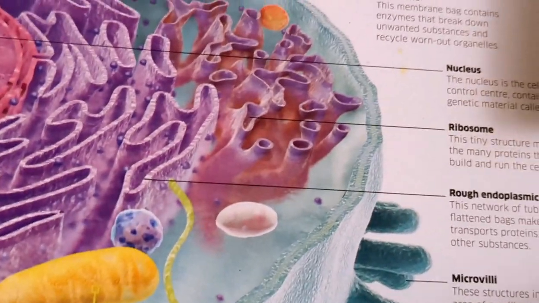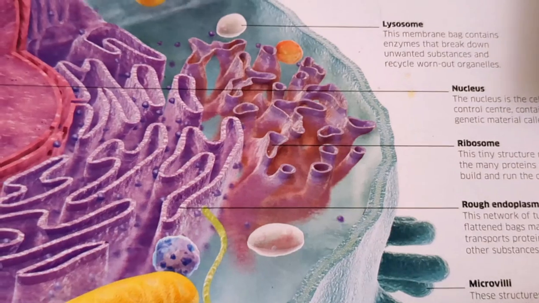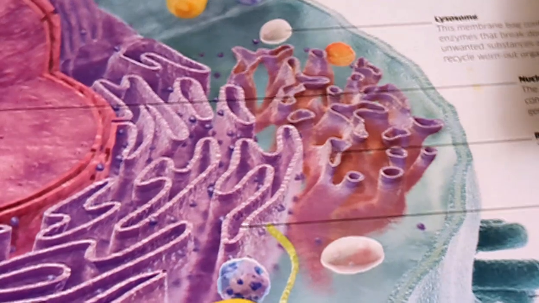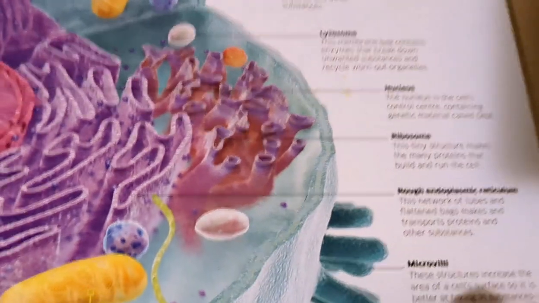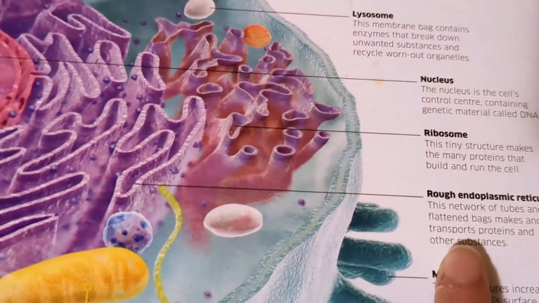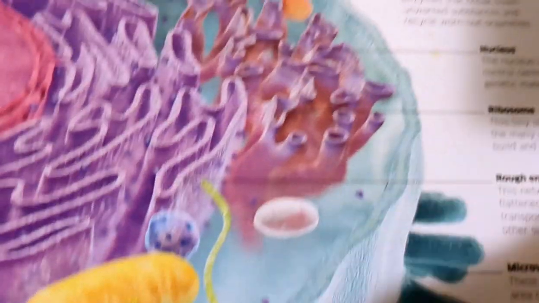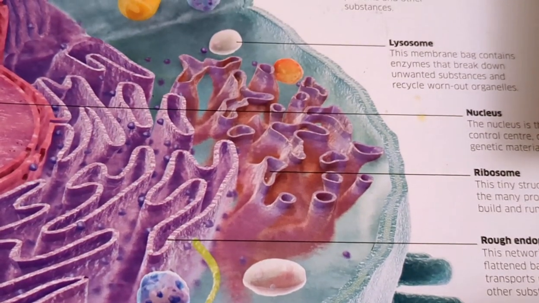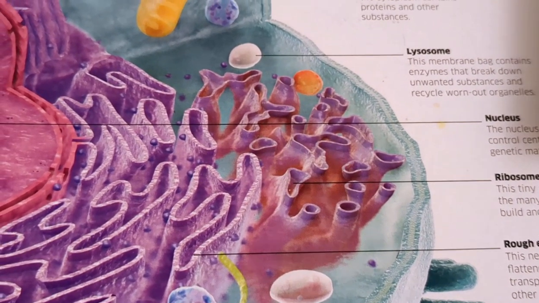Next, we have the rough endoplasmic reticulum. Now, there's a smooth endoplasmic reticulum and a rough endoplasmic reticulum. The rough one is a network of tubes and flattened bags that makes and transports proteins and other substances. Next, we have a ribosome. A ribosome is a tiny structure that makes the proteins that build and run the cell.